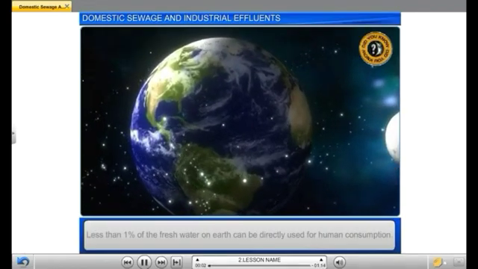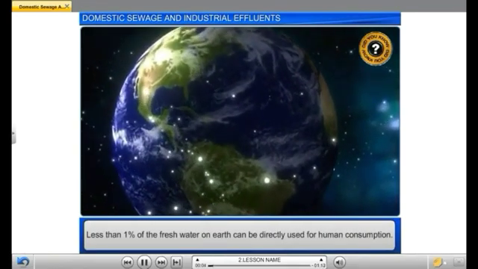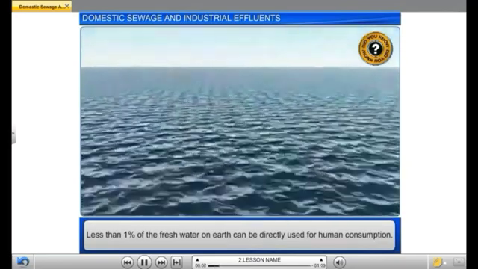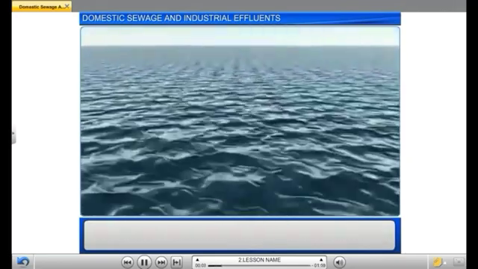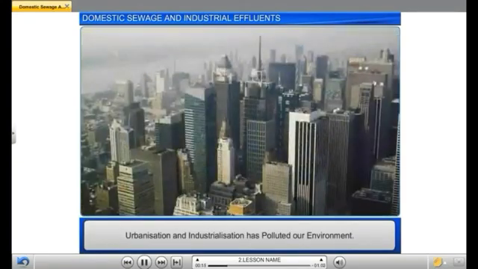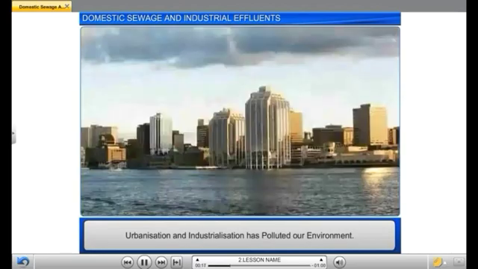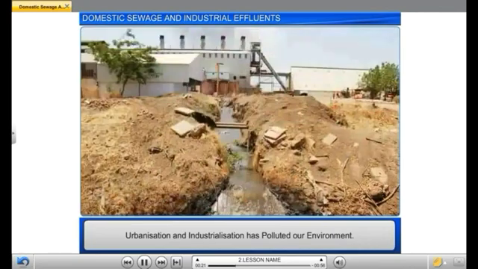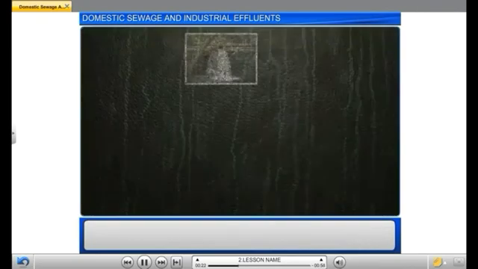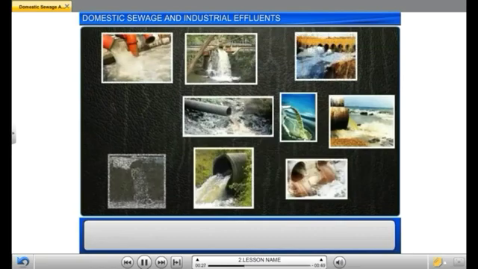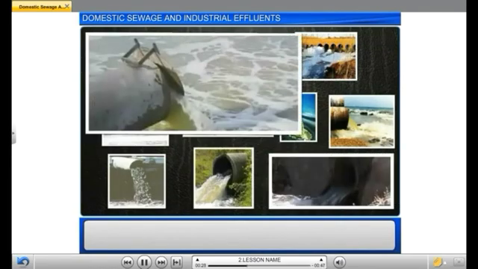Did you know that less than 1% of the fresh water on Earth can be directly used for human consumption? Rapid urbanization and industrialization has brought into focus the consequences of environmental pollution. The problem is enhanced by the fact that most water bodies have become contaminated with a variety of pollutants.